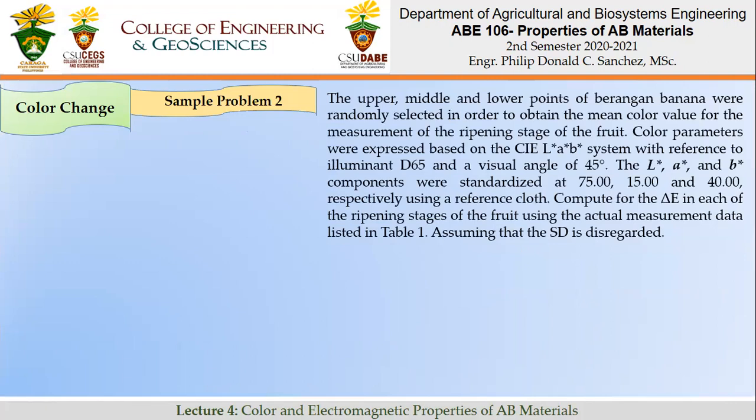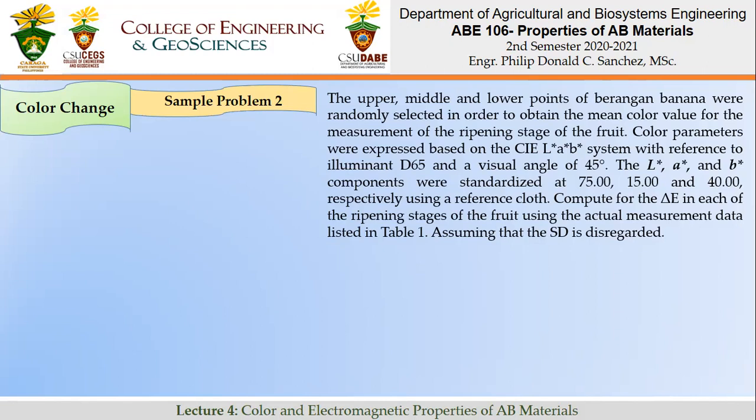Another example: the upper, middle, and lower points of a banana were randomly selected in order to obtain the mean color value for the measurement of the ripening stages of the fruit. Color parameters were expressed based on the CIELAB system with reference to illuminant D65 and a visual angle of 45 degrees. The L, A, and B components were standardized, meaning the standard for L is 75, A is 15, and B is 40, using a reference cloth.